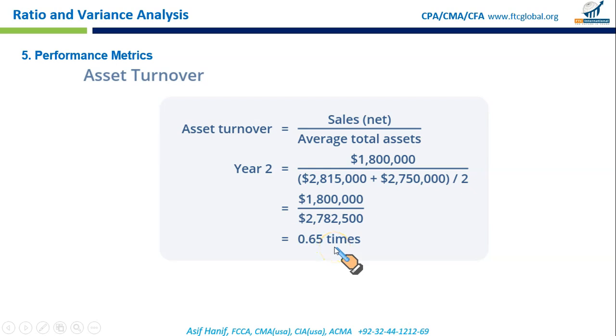The higher the better. It tells us how many dollars of sales are produced for each dollar of asset the company owns. The higher this ratio means that the company is using assets more efficiently. If the ratio is low, that could indicate that the company isn't using its assets effectively and efficiently, or it has too many assets for the level of sales it is generating. These assets are not fully utilized.